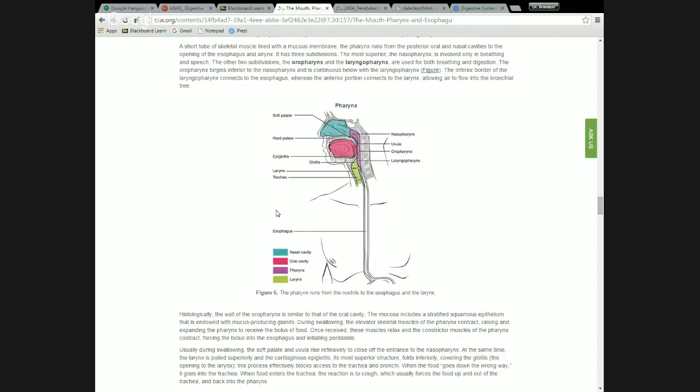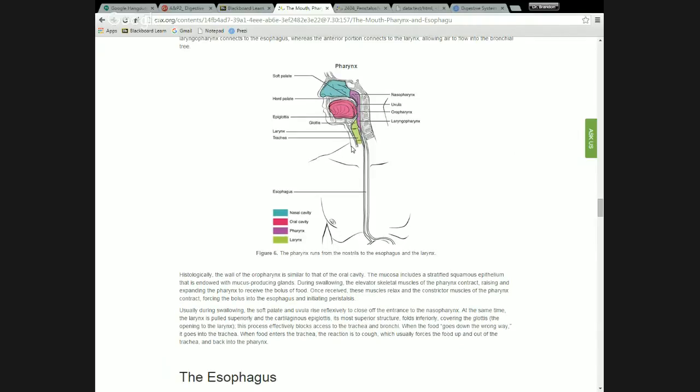I want to remind you here in the pharynx, and this came up in the respiratory system part, the pharynx has three different regions: the nasopharynx, which is adjacent to the nasal cavity, the oropharynx next to the oral cavity, and the laryngopharynx next to the larynx. The oropharynx and the laryngopharynx are part of the digestive tract. The nasopharynx is only part of the respiratory tract. Now the oropharynx and laryngopharynx are part of the respiratory tract also, but that's where the digestive tract crosses over.